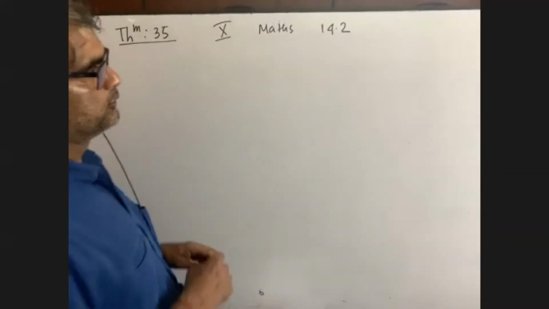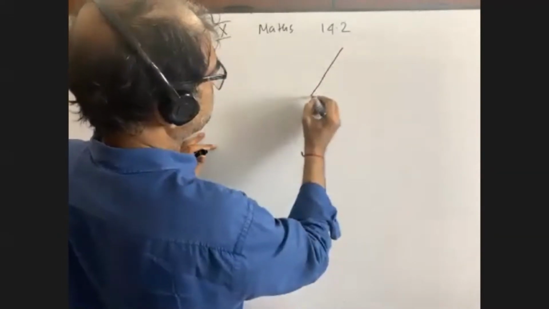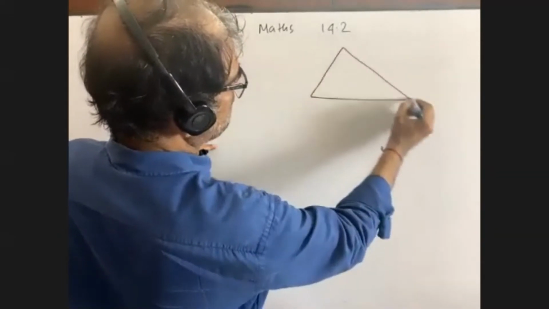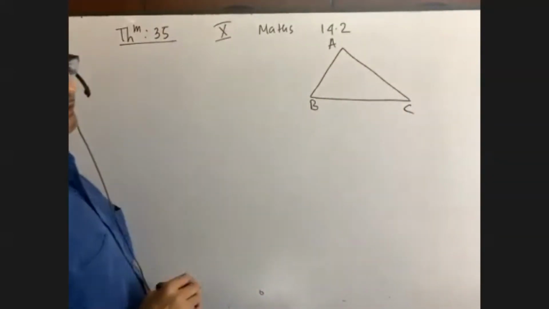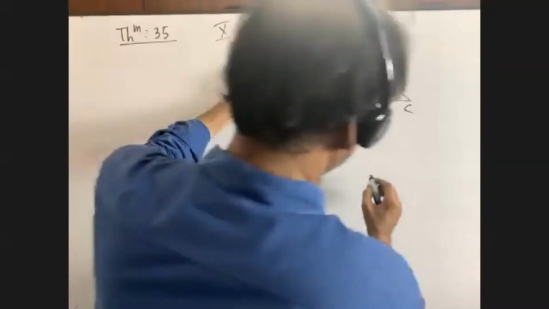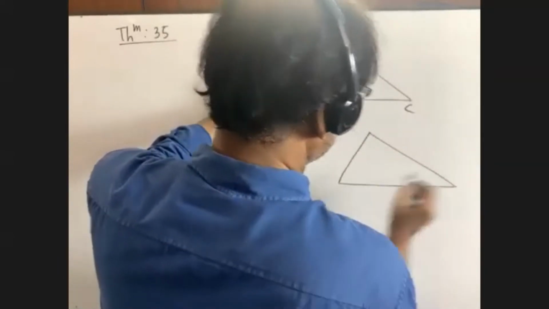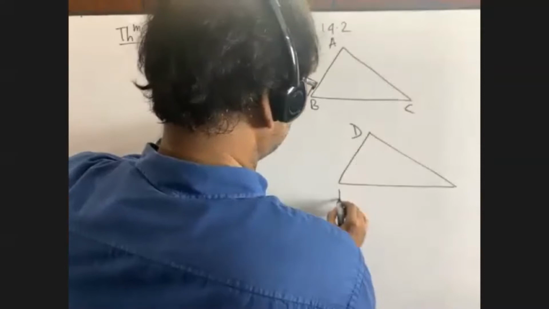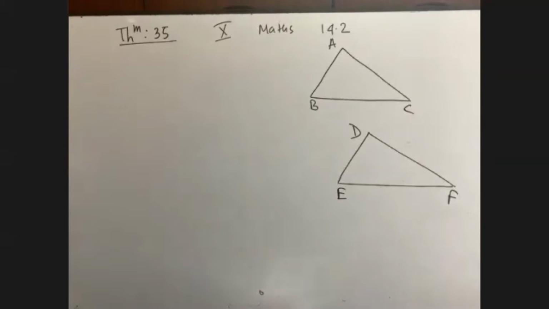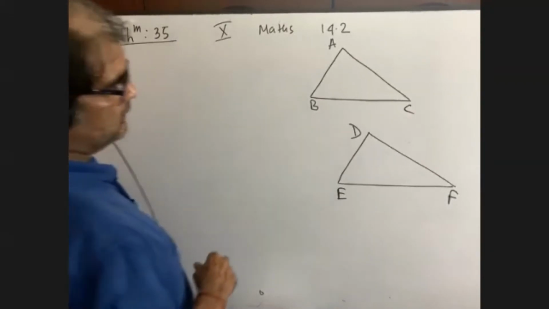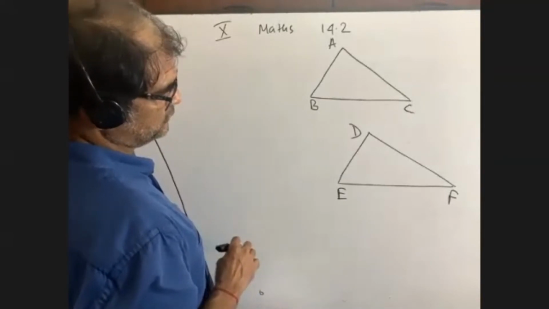Okay, let's prove. What is given here, you see? Suppose two triangles are given. It is A, it is B, it is C. A triangle is given, and another triangle is given like this, I can take it DEF. There are two triangles, and it is also given that they are similar triangles.